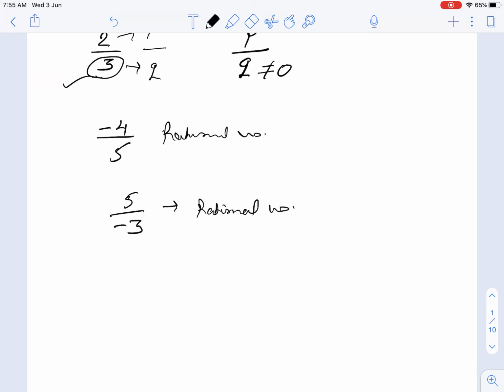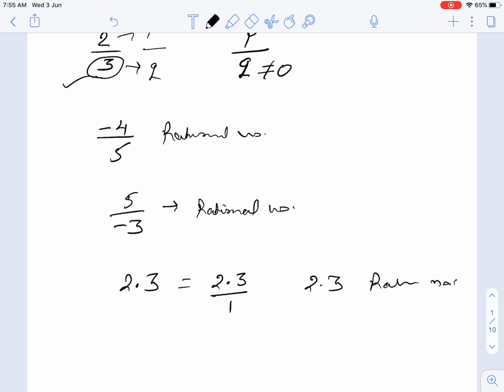Let us write some more examples. Consider 2.3. Here this number doesn't have any denominator, but we can write it as 2.3 upon 1. Why? Because for any number, if there is no denominator, we can write it as 1. Now it has been changed into numerator denominator form, that is P upon Q form. So we can say that 2.3 is also a rational number.